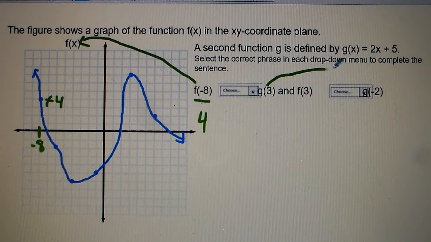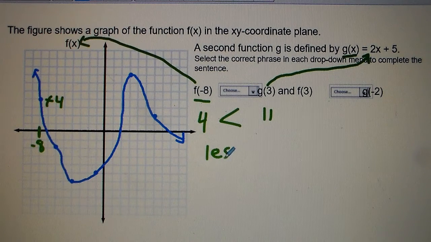Then g of 3, I have to use this function for the g, because that's what g of x is. So 2 times 3 is 6. 6 plus 5 gets you 11. Is 4 less than 11? Is it equal to, or is it greater than? Well, 4 is less than 11, so your first one is less than.